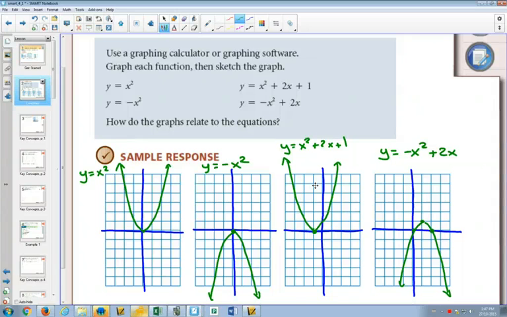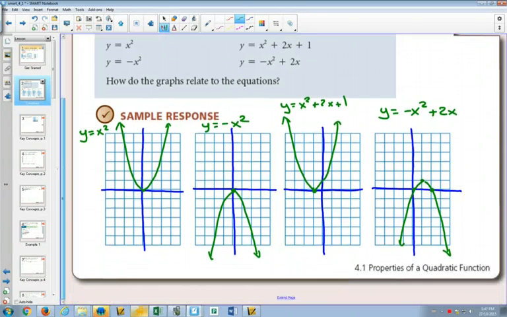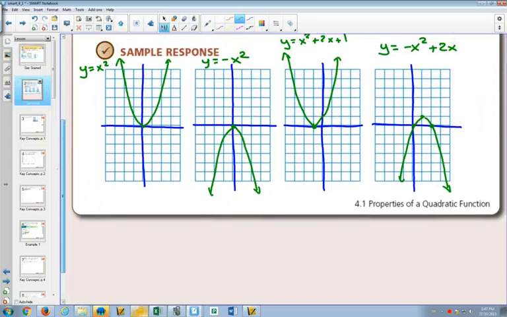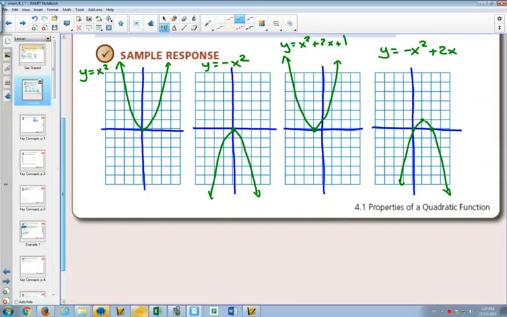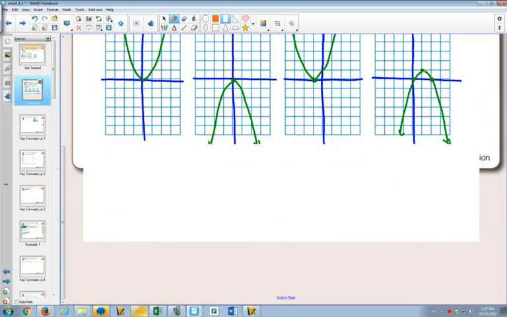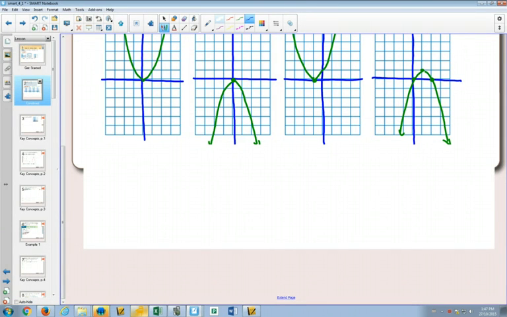So you graphed each of these on your graphing calculator. And there's the equations, and you can see them. And then I asked you also to label some points on the graph. Do you remember making a table of values last year for linear equations?